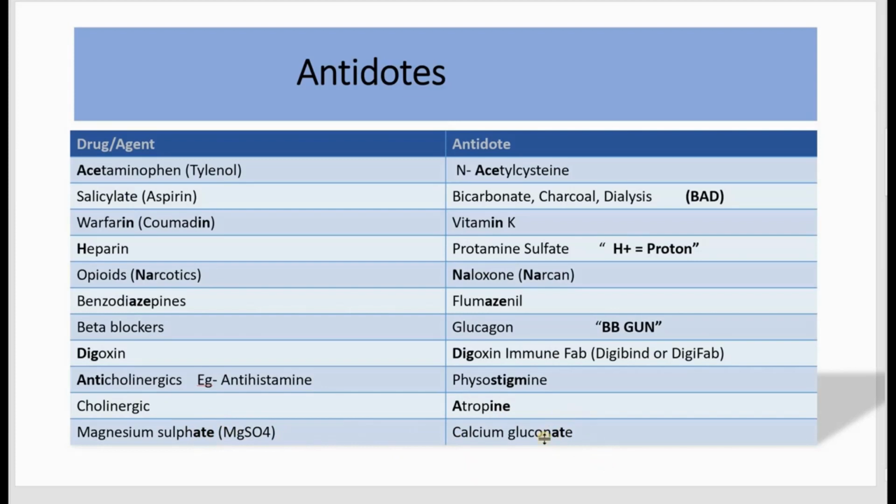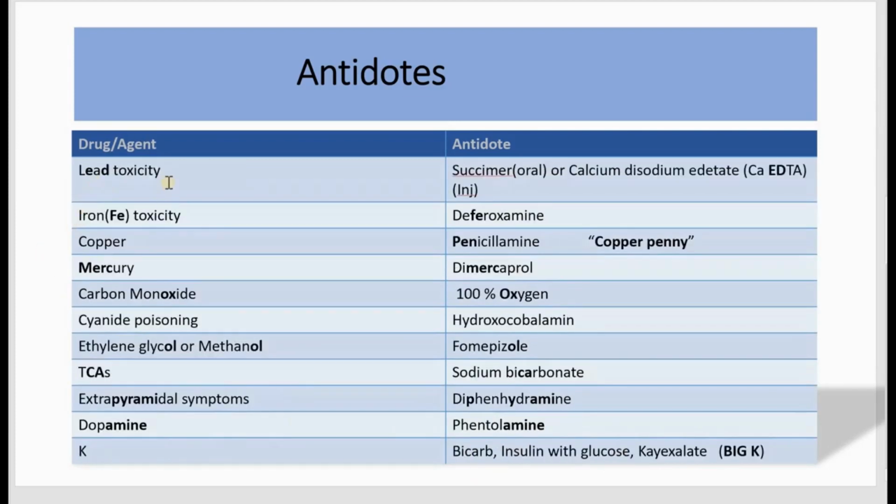Now, moving to the next slide. Lead toxicity. The antidote for lead toxicity is EDTA. Both have the letters ED in them. If it is given orally, then succimer. Next is iron toxicity. The iron toxicity antidote is deferoxamine. Iron in the periodic table is represented as Fe, and deferoxamine has Fe in it.